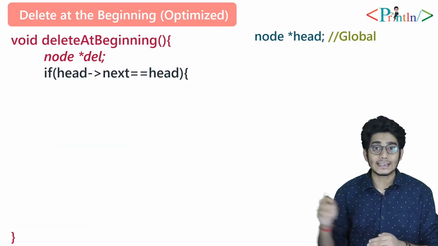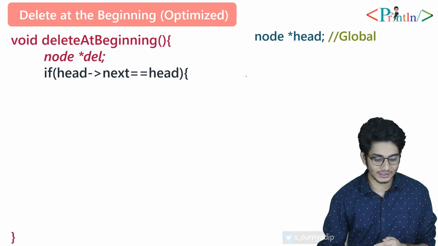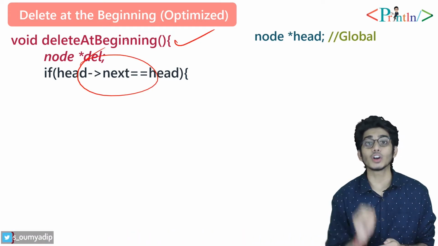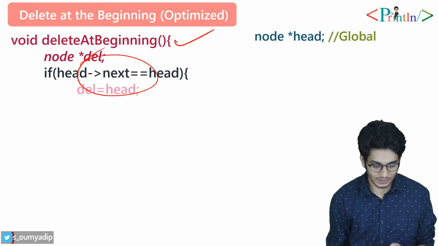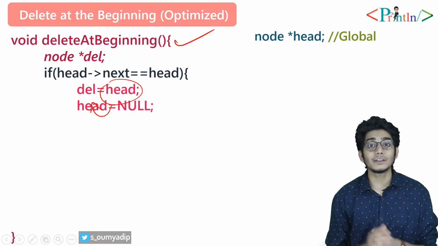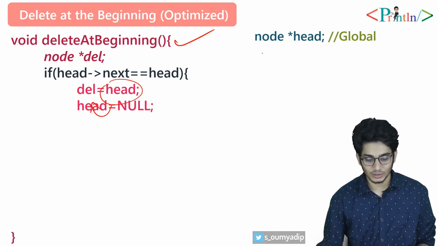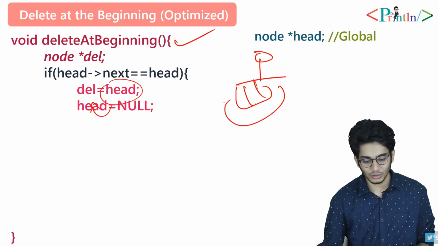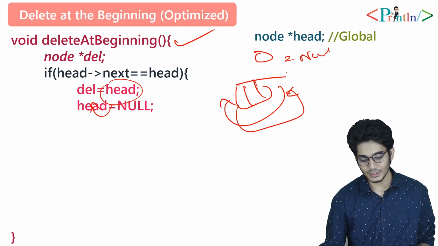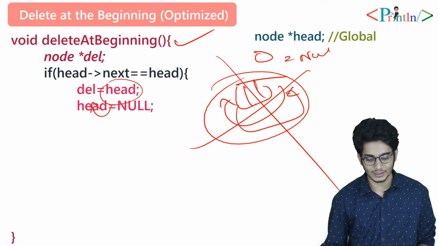As you can see on my screen, I have written delete at beginning. This is the function, and this condition is for checking how many nodes we have within a list. If we have only one node, then we'll store that within del and assign head equal to null. Let's say we have only one node within a list. We'll just discard this connection, put null here, and deallocate this memory.